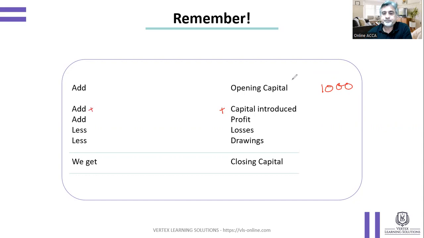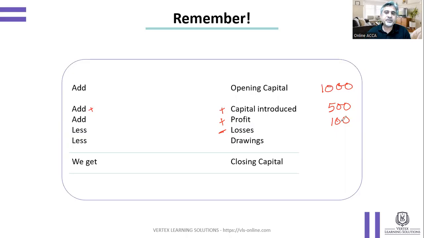So let's suppose we invested 500 more. It means that opening capital plus additional capital, which is also called capital injections, is added. Then plus profit. If you make any profit, remember we made a profit of 100, so we add this also. So the owner invested 1,000, then further invested 500, and then the business made a profit of 100. So you add 1,000 plus 500 plus 100. These three numbers will be added, minus any losses if the business makes them.